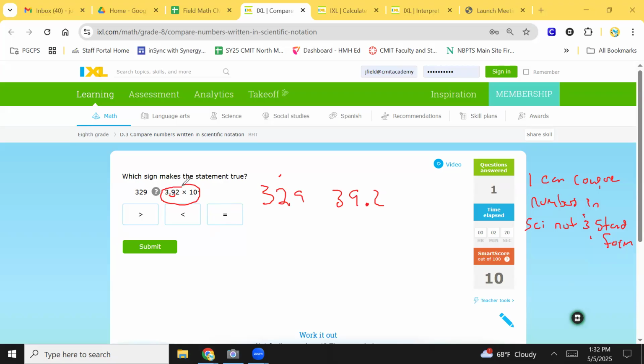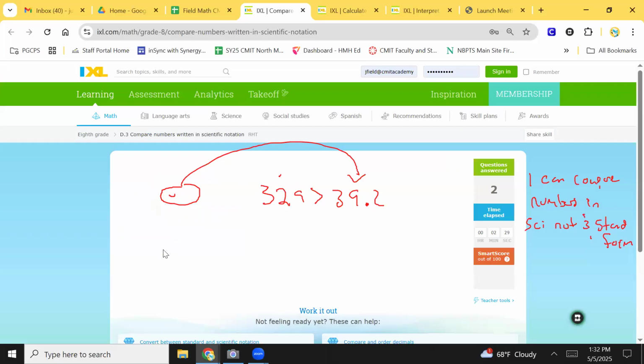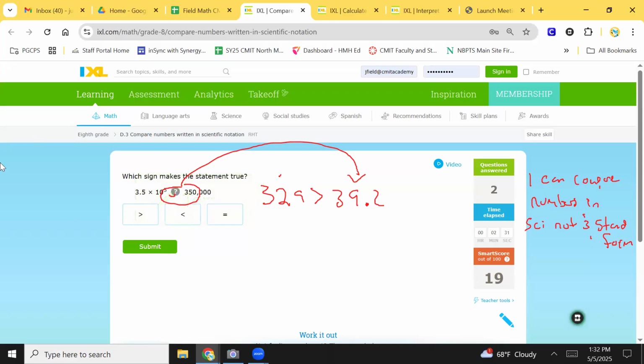Because times 10 to the first means one move of the decimal. So now which number is bigger? Well, 329, of course. When I converted them to standard form, it was easy to see. Okay, how about this one right here?